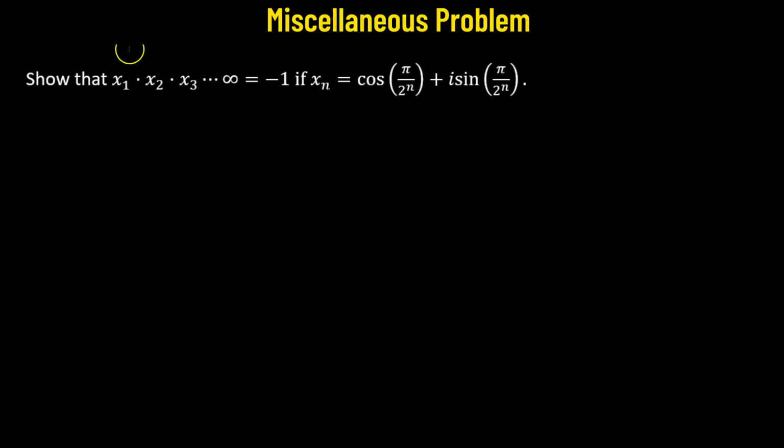So here in this problem, we need to show that the product of x1 with x2 and x3, and this goes on all the way up to infinity, this value is -1, if the x is given by cosine of (pi over 2) raised to the power of n plus iota times sine of (pi over 2) raised to the power of n. So let's begin.